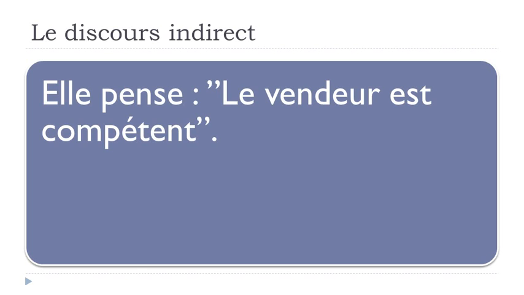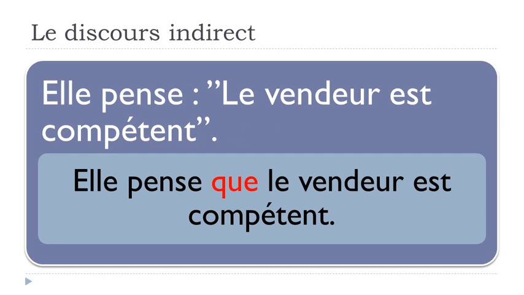Because the discours indirect is basically, if you've got one sentence like elle pense, le vendeur est compétent. Okay, penser is to think, she thinks, le vendeur, the seller, est compétent, is competent. So in that case it's possible to have this kind of structure, but if you want to combine these 2 sentences into one, you can just modify it, and that's what we call the discours indirect, because you will get elle pense, so she thinks, que, that, and then you continue your sentence. Le vendeur est compétent.